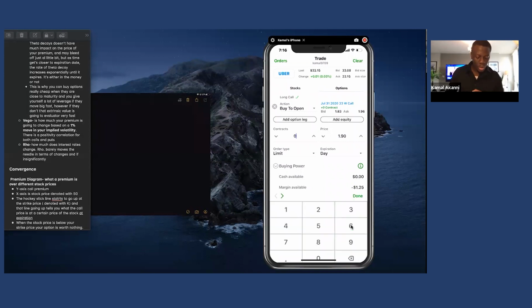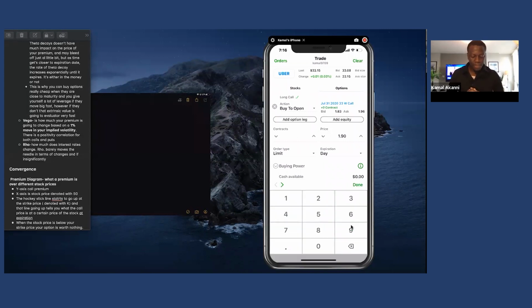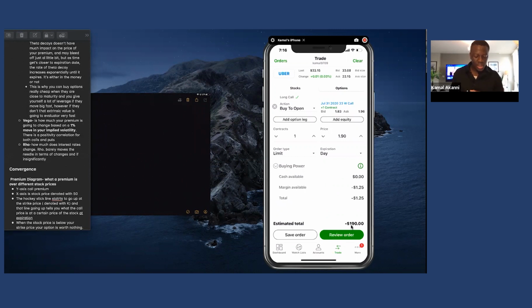Now I'm entering how many contracts I want. So one contract at 1.90, and expiration for the day. Or if you wanted it good until canceled, then you can put it there. Typically, I just leave it for the day. If it doesn't fill that particular day, I'll try again the next day because I want to keep an eye on it. Remember, the price always moves constantly. I want to be able to see the movement on the price if my order doesn't fill right away. And you can see here the total will be $190, just like it shows on Robinhood. I can review my order and I can place my order.